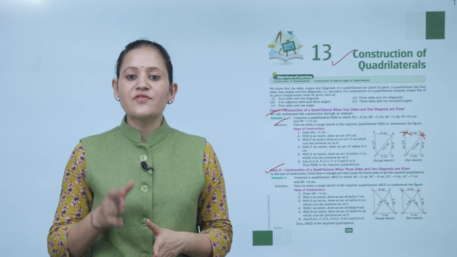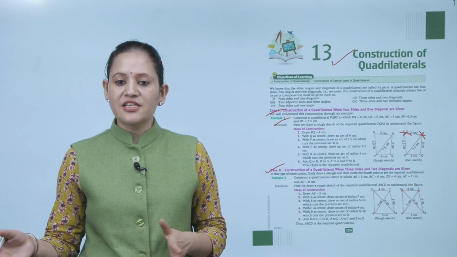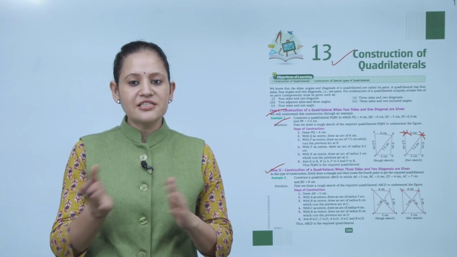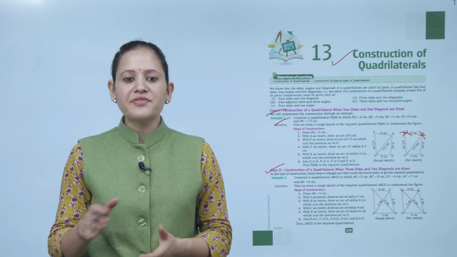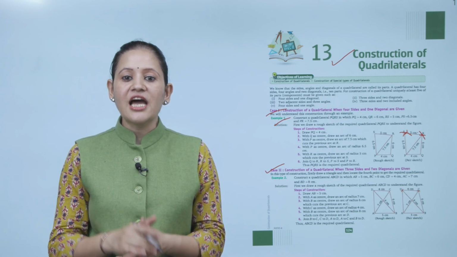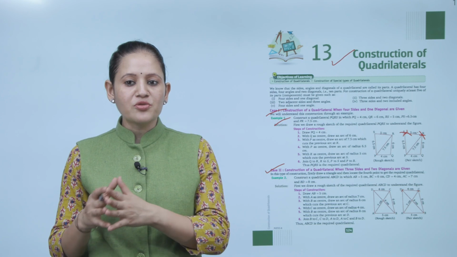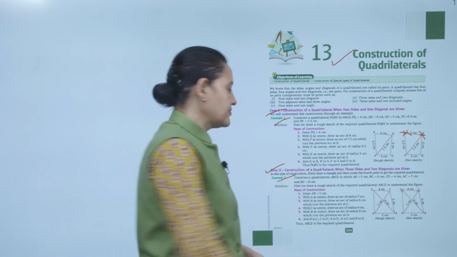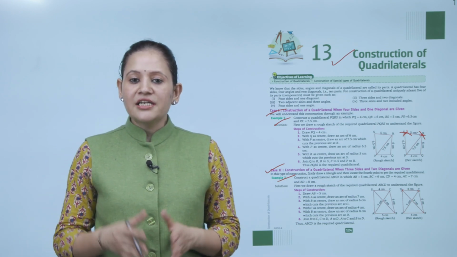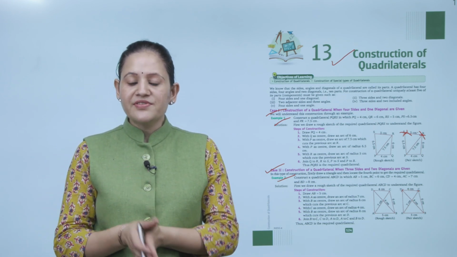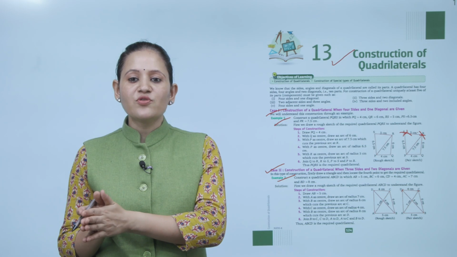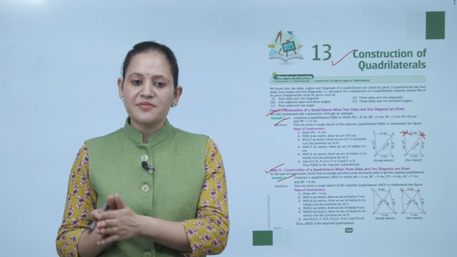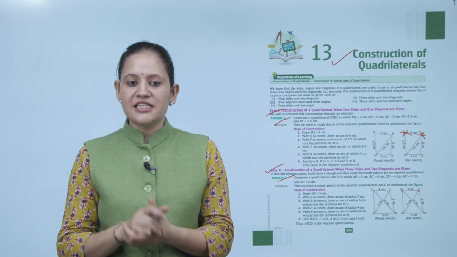Next is case 2. Construction of the quadrilateral when 3 sides and 2 diagonals are given. In this type of construction, firstly draw the triangle and then locate the 4th point to get the required quadrilateral. We will take an example here. Construct a quadrilateral ABCD in which AB 5 cm, BC 6 cm, CD 4 cm and AC 7 cm are given and BD 8 cm is given.